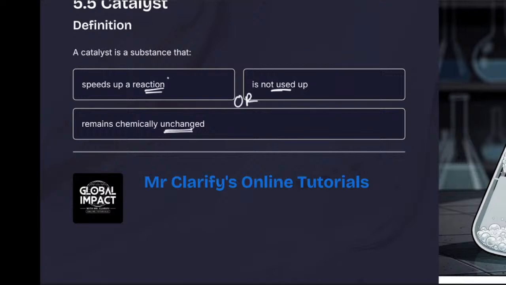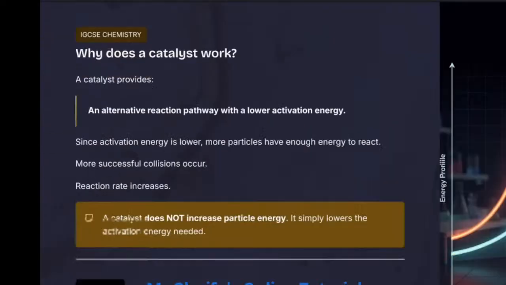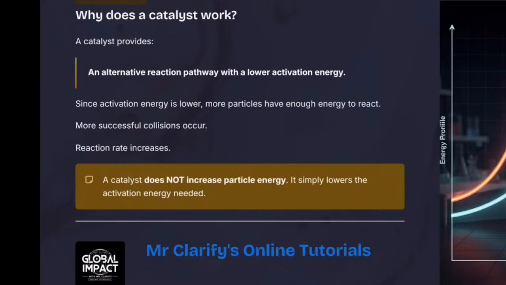A catalyst will speed up a reaction, but it is not used up in the reaction; it remains chemically unchanged. So it will speed up a reaction without getting used up. It will speed up a reaction, but it will not be part of that reaction. It will just help it and go away. And how does it do it? Here's how it does it. It lowers the activation energy.